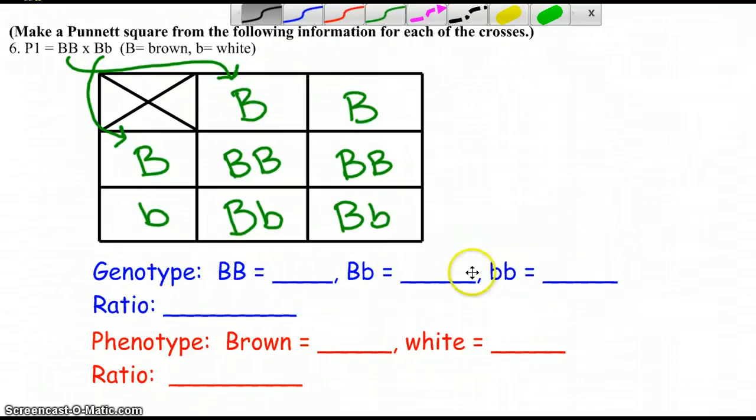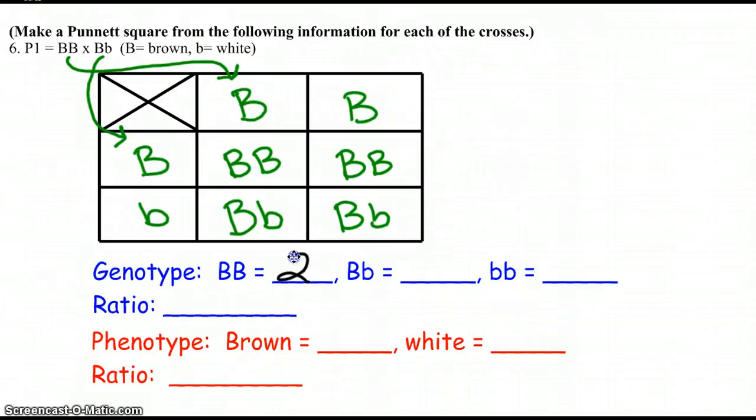So I wrote these out for you. If it helps you to write it out every time, then go for it. Okay, so I've got big B, big B. I have 4 possible offspring. How many would I have that have that combination? It has to have that combination. I've got 1, 2. So 2 with that combination.